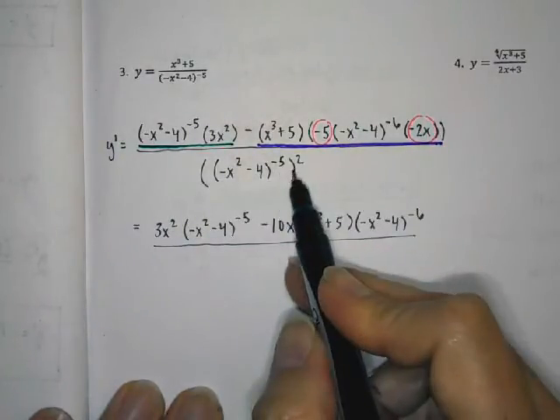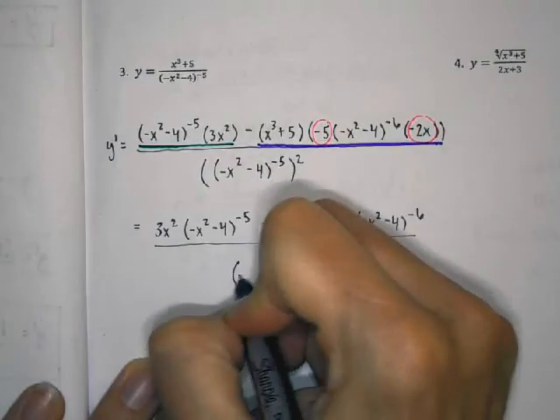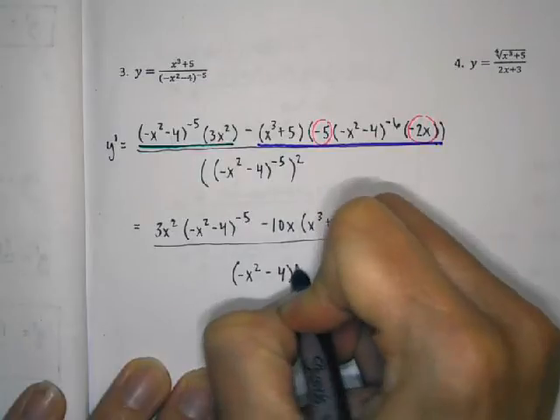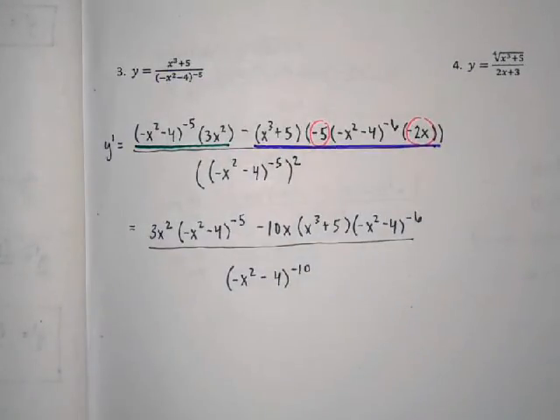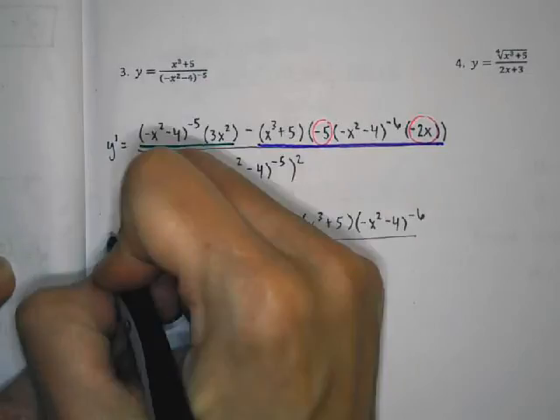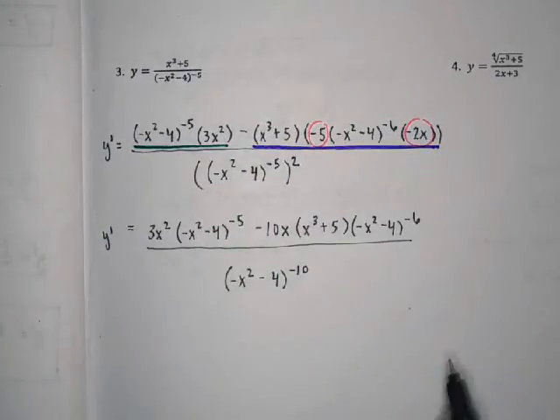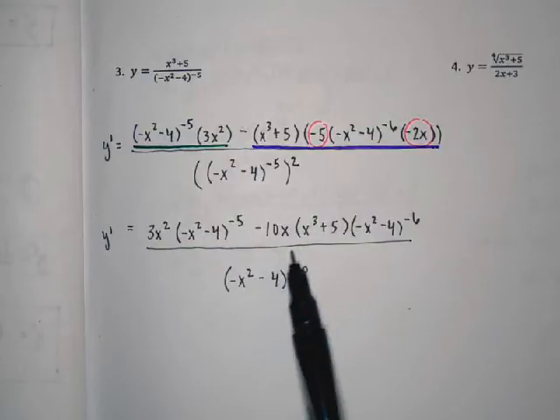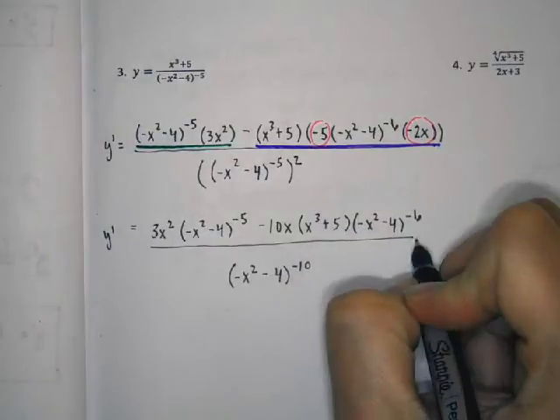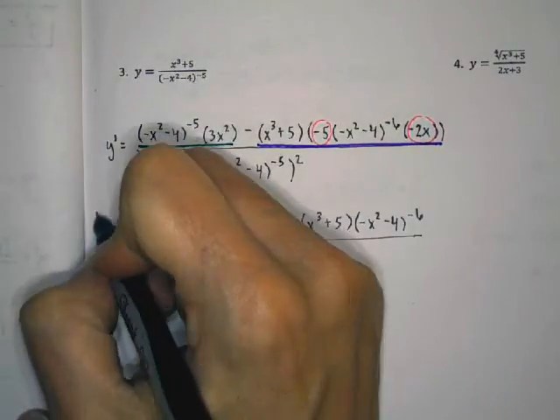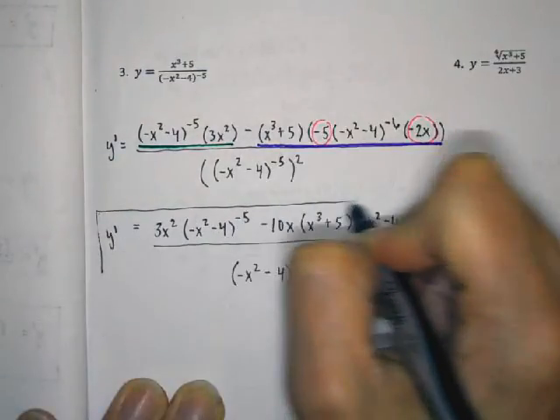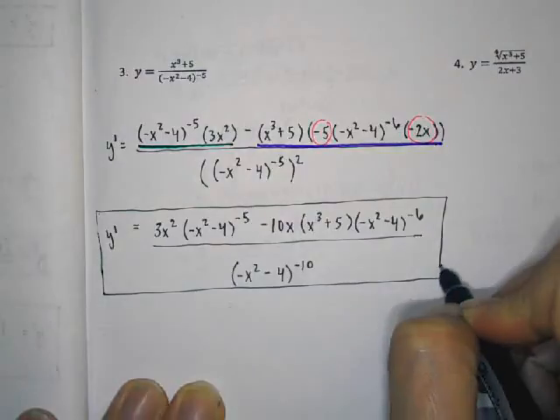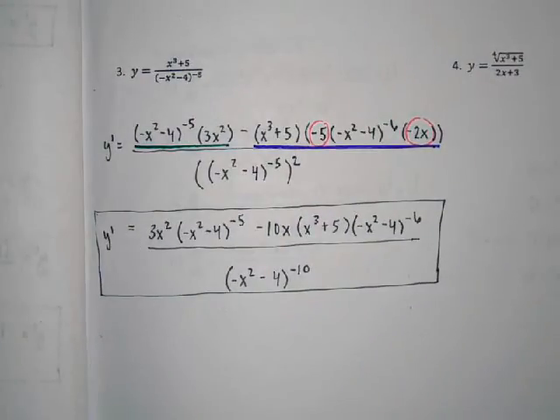Now down here I have a power to a power, so I'm going to multiply those and make my denominator negative x squared minus 4 to the negative 10th power. Now we could go further with this and distribute the 10x, but for right now, like I said, I'm more concerned about making sure we have all the necessary pieces in our solution, and I'm not as worried about simplifying. So we'll leave our answer as it is.